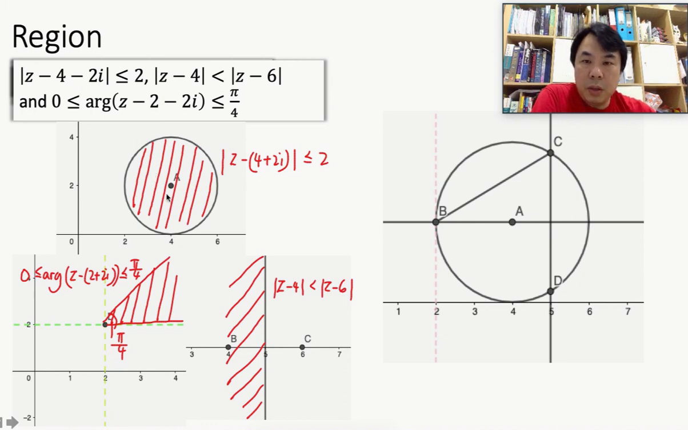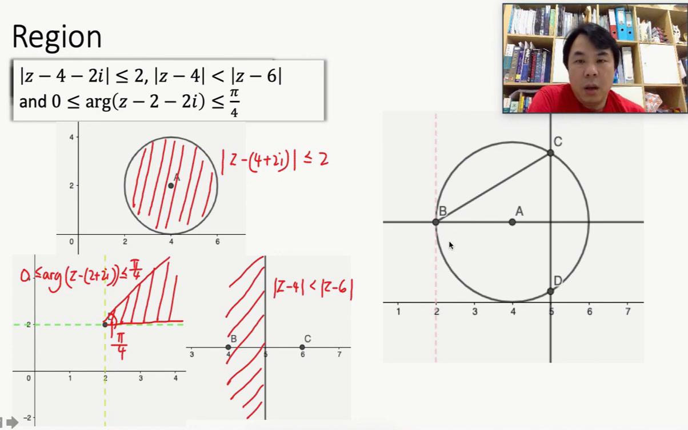Number one, which is a circle. The surface area is the area of a circle. And then the second one is the region on the left hand side of this perpendicular bisector. And then lastly, for the argument, is the area subtended by this sector here. So putting all this into one diagram, it would basically look something like this.